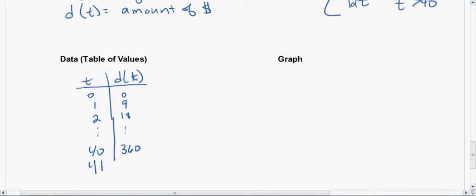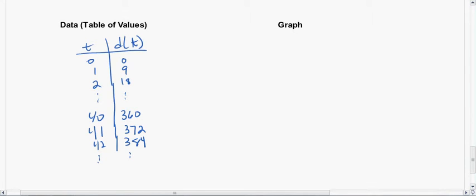Now the rate changes, so at 41 hours, she now has $12 more than 360. She's going to earn $372. At 42, $12 more, $384. And that will continue all the way up until you get to 60. So there's a table of values that you could use to describe this particular piecewise function. And then the last will be a graph. So let's make a graph.